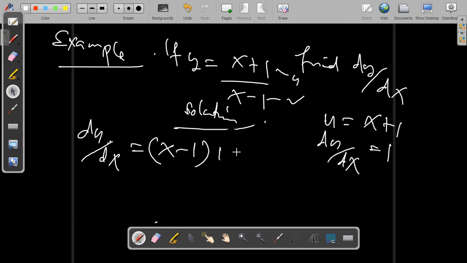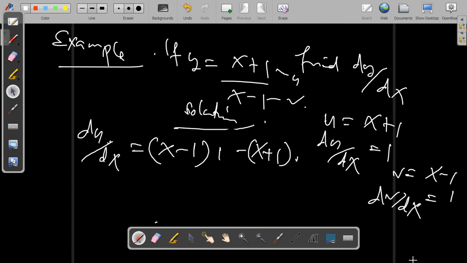So here it is times 1, and minus u, that is x plus 1, then times dv over dx. Our v is x minus 1, and the derivative of v over dx is equal to 1. So we times 1 here. Then we divide by v squared. Our v squared is x minus 1 raised to power 2.